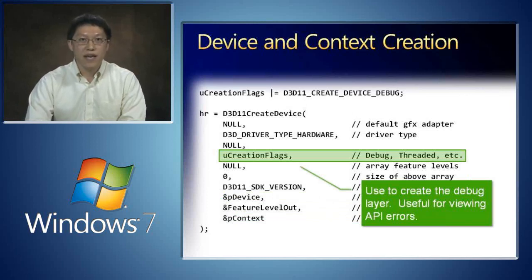I also wanted to highlight here the creation flag of creating the debug layer. The debug layer is pretty handy when checking for API errors, because if you make an error because you did something wrong, you can see it directly in the output of Visual Studio. And it's pretty handy.